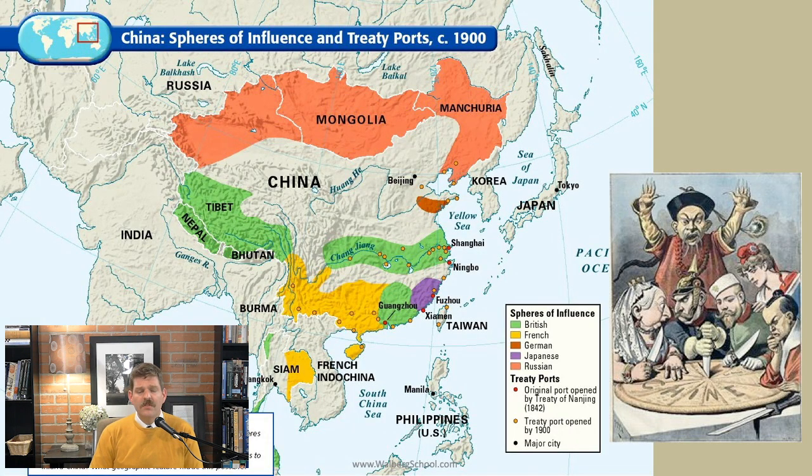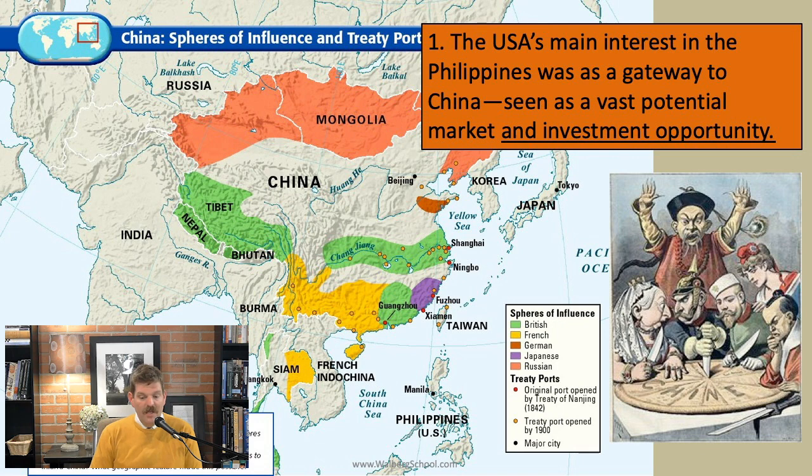Roman numeral 19. So let's turn towards China, which heretofore has not been an important part of our story, but while we are talking about imperialism, I think this is where we'll pick up this topic. Subpoint A. The United States' main interest in the Philippines was really as a gateway to China. China was seen as a vast potential market and an important investment opportunity.